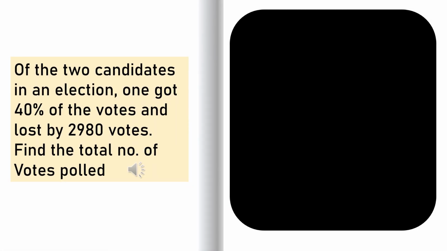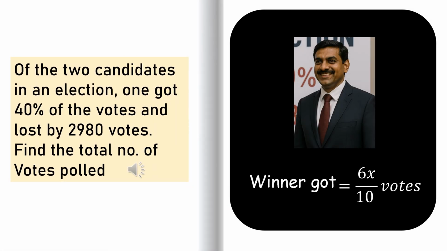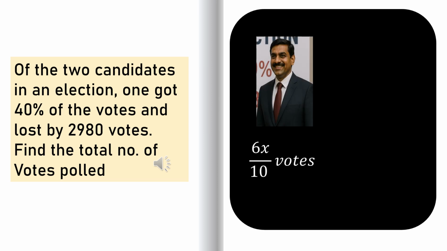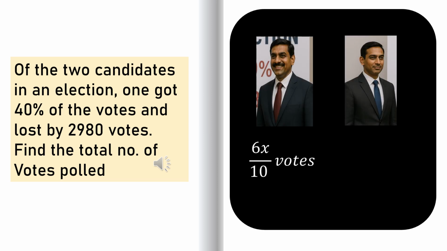Hence the winner got 6x over 10 votes, which is not an exact number yet. But we got this from calculation. We still need to find out the exact numbers. But we can say as of now, winner got 6x over 10 votes and the runner-up candidate got 4x over 10 votes.